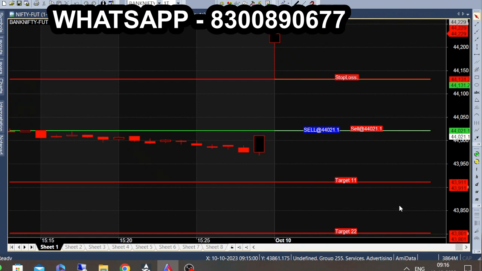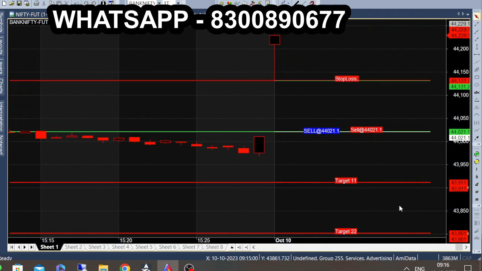Okay. Today at 9:16 buy call came at 44,243, our entry point line, that straight white line from the green color candle. Above the line are the first target and second target lines, 100 point first target, 200 point second target. Below, the red color line is the stop loss line.